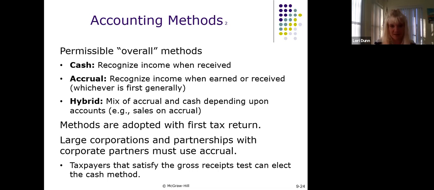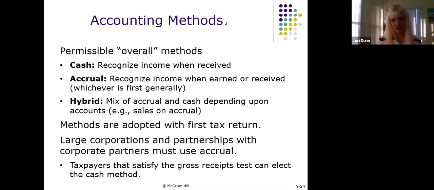The accrual basis says, oh no, recognize income when earned or received. Oh, wait a second. So in our financial accounting, we recognize income when it's earned. So if we get money early from a customer, we don't show it as income until it's actually earned. In taxes, it says, oh, you show it in income when you earned it or received it, whichever's first. A little different.